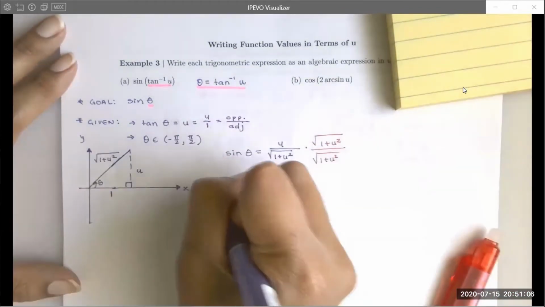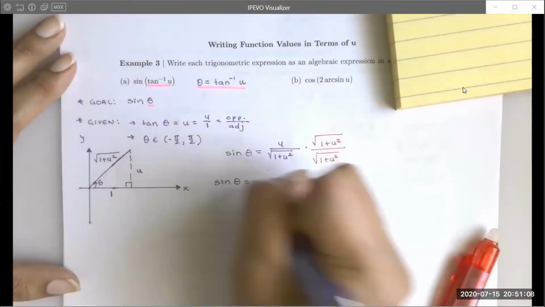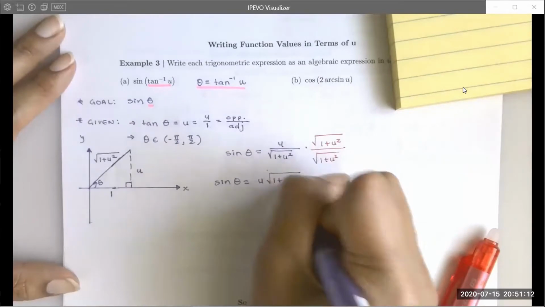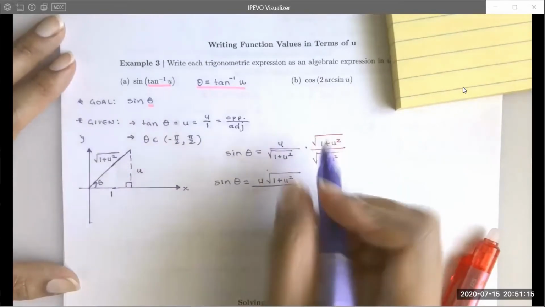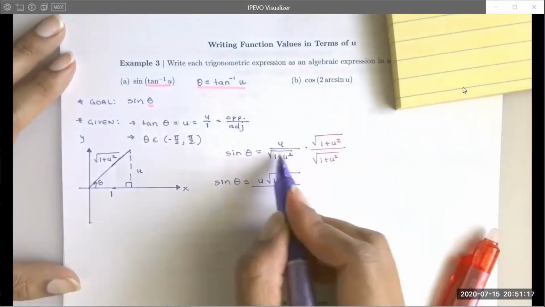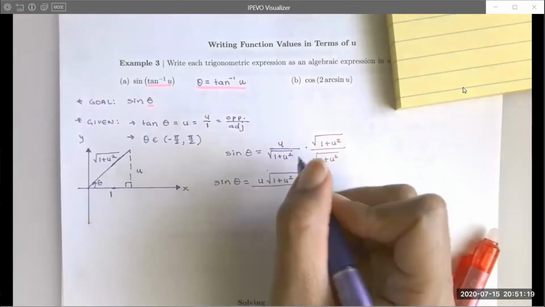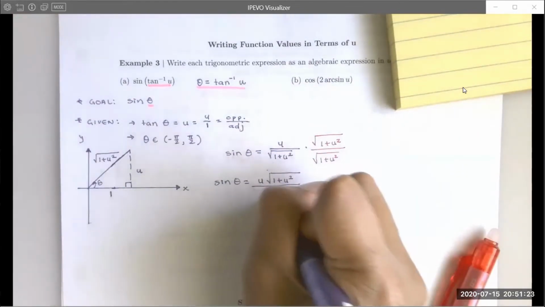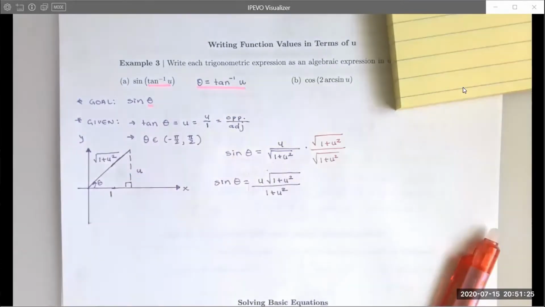in the numerator, we're going to end up with sine theta equals u times the square root of 1 plus u squared. And in the denominator, the square roots are going to cancel out because we are going to end up with this expression squared. So we're going to get 1 plus u squared.